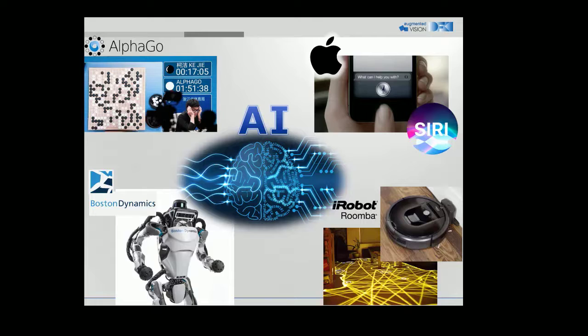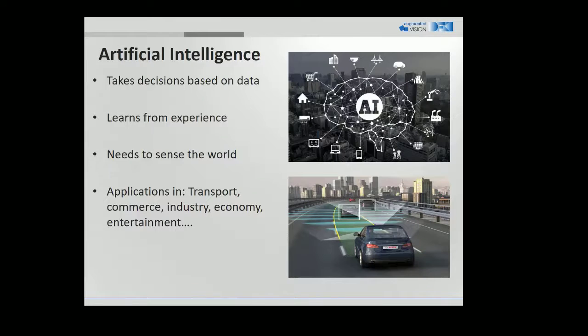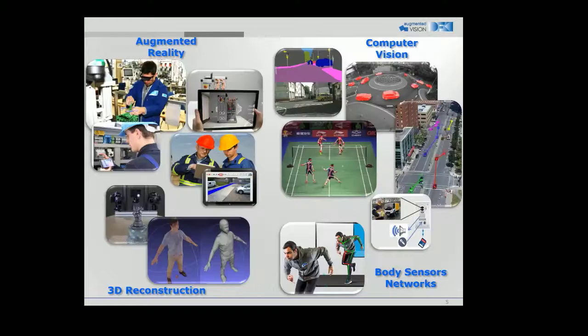To give you a brief background, artificial intelligence is about machines making decisions based on the data we are providing them. We can see many applications these days in economy, industry, and entertainment. Our group of computer vision has four main parts: augmented reality, 3D reconstruction, body sensor networks, and computer vision. And we are from the team of augmented reality.